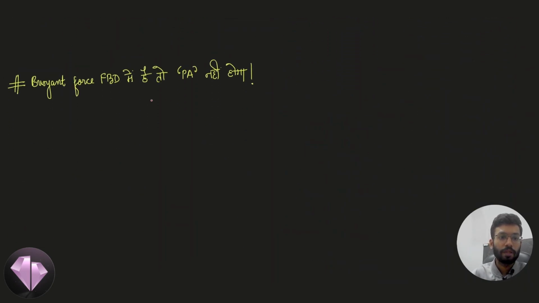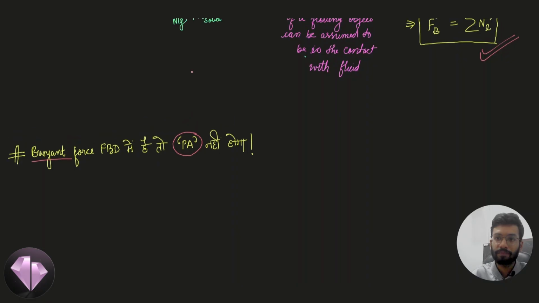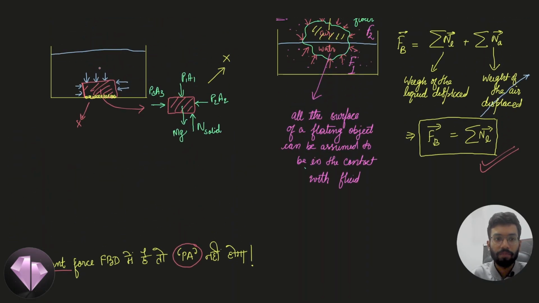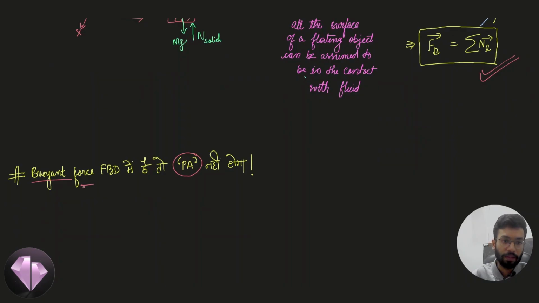Fine. So this is a note you need to remember: if buoyant forces are in the FBD, then the P into A forces should not be in the FBD. Why? This is simply because PA, which is pressure into area, the normal forces, these are my PA forces, right? P into dA. The resultant of all of those is the buoyant force. So when you're drawing the FBD of fluid elements, if the buoyant force is in the FBD, then P into A forces should not be in the FBD. Fine. So with this, all the concepts of buoyant forces are done, and then we'll move to the questions related to buoyant forces.